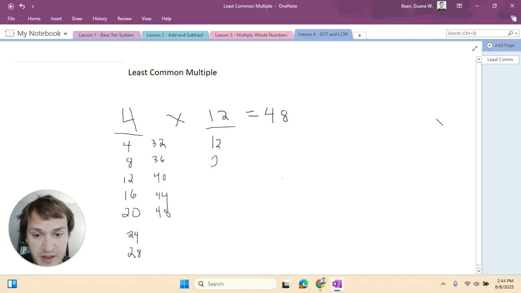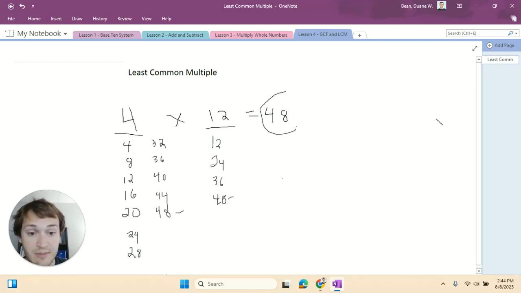12, 24, 36, and 48, so I can stop right there. So I know both these numbers have 48 in common, because that's what we said at the very beginning. They have to have 48 in common. But do they have another multiple in common? What is the least common multiple?